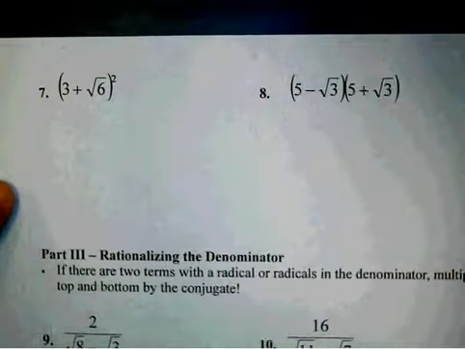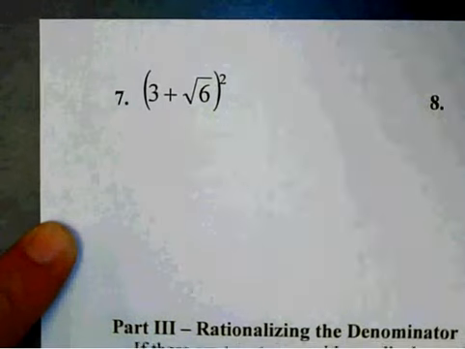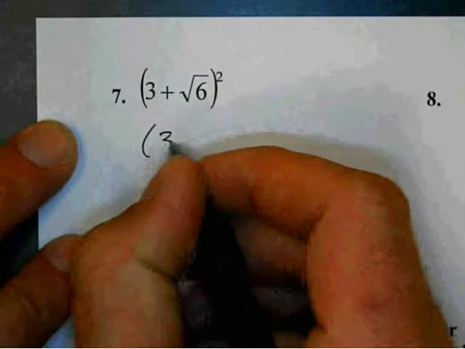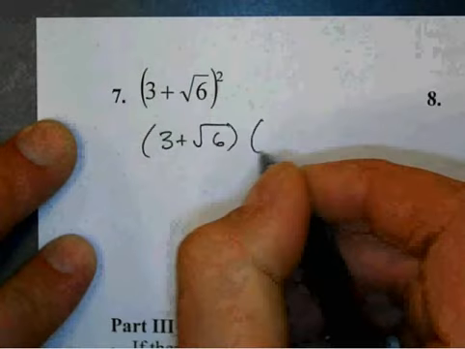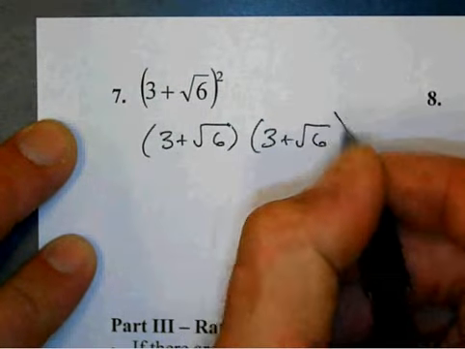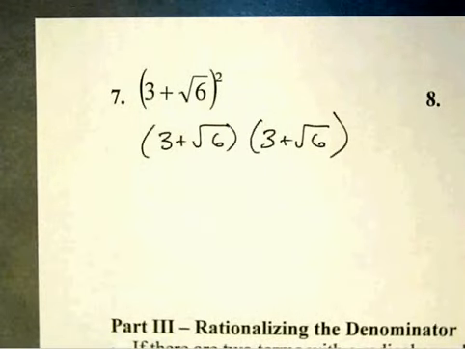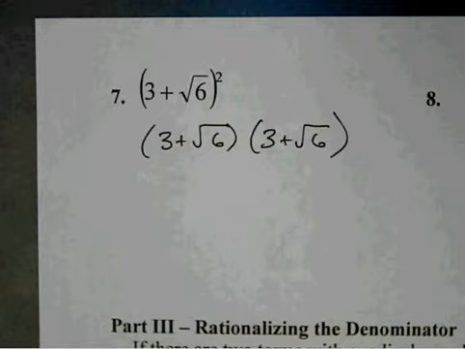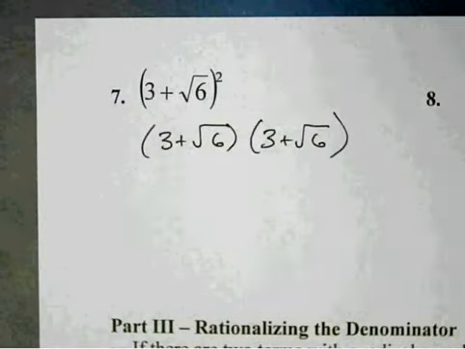What does it mean when I have a parenthesis squared? That is times itself. All right, so when you see a parenthesis squared, Ryan, I want you to rewrite it like this. You just need to know something squared means that times itself. Now let's FOIL.